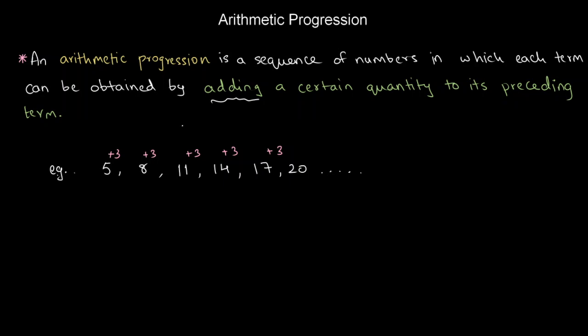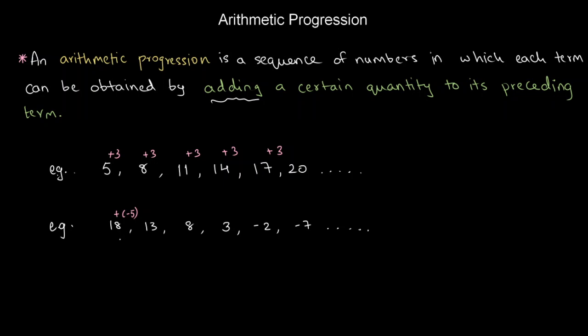So as you can see in this particular series of numbers, I'm getting every next term by adding a certain quantity to its preceding term. And so such a series of numbers is called an arithmetic progression, right? Another example could be something like this, where if you notice, I have 18, 13, 8, 3, minus 2, minus 7, and so on. So what number I'm adding here is actually minus 5, right?